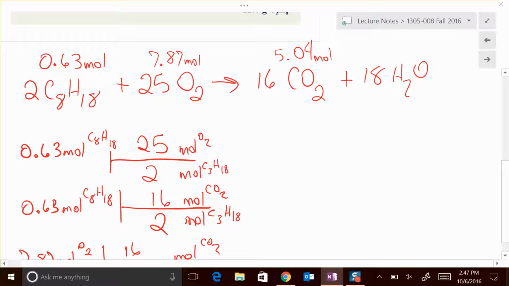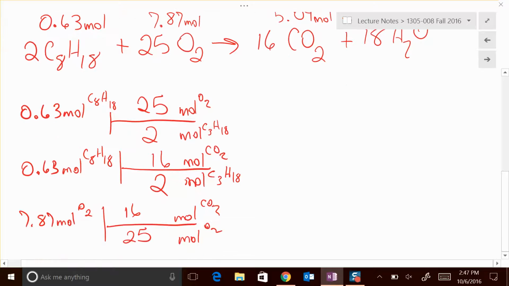5.03 or 0.4 if you want to. The same. Okay, I get the same answer. So it doesn't matter where I'm going from. From here to there or from here to there, I get the same thing.